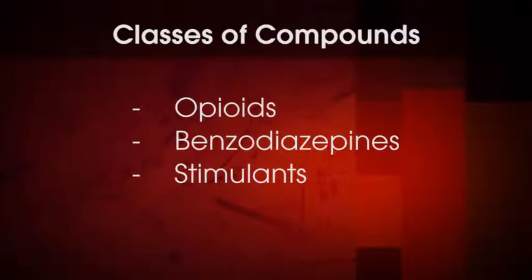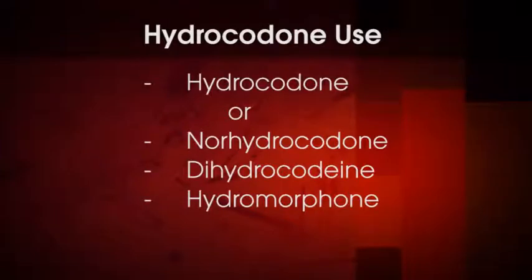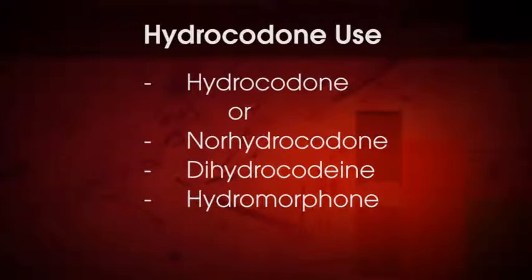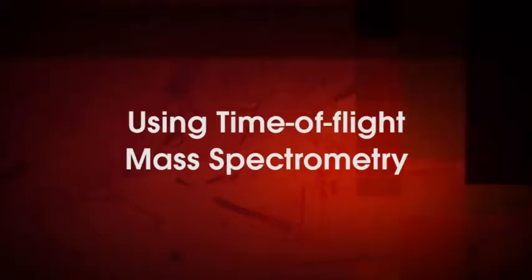But mass spectrometry is extremely useful for classes of compounds such as opioids, benzodiazepines, and stimulants. With mass spectrometry, it is possible to detect and report individual compounds, providing important and needed information. For example, hydrocodone use during pregnancy can be determined by detecting hydrocodone itself or related metabolites such as norhydrocodone, dihydrocodeine, and hydromorphone. The ability to detect and report metabolites in addition to parent drugs increases the chance for detection.